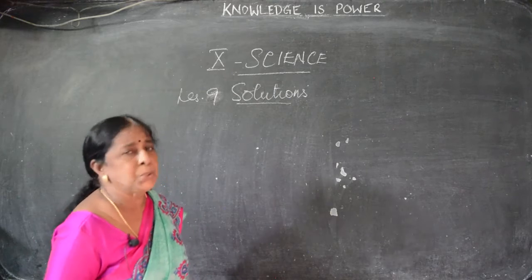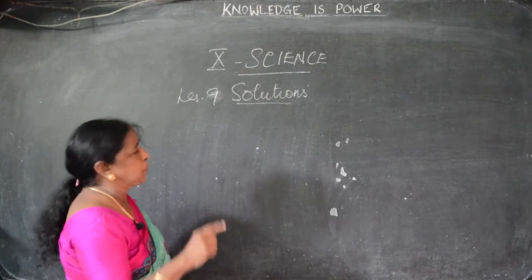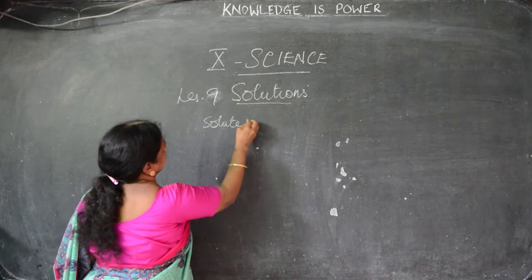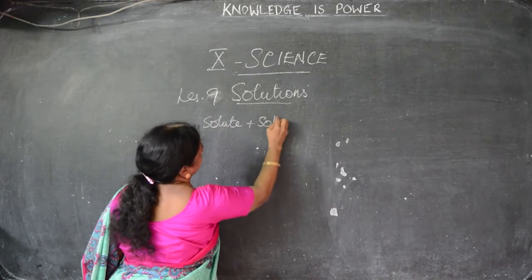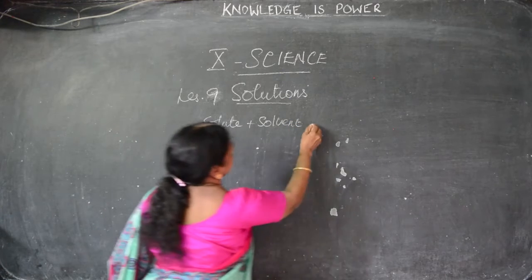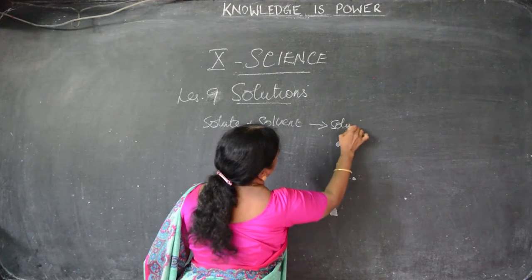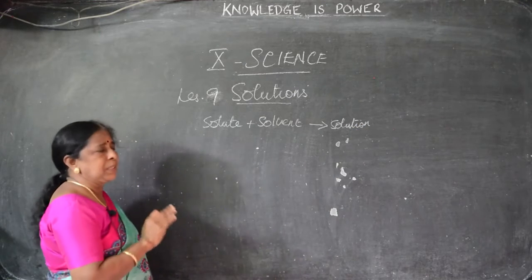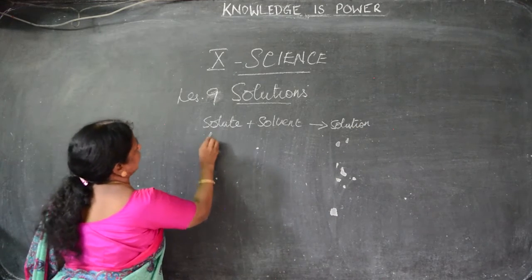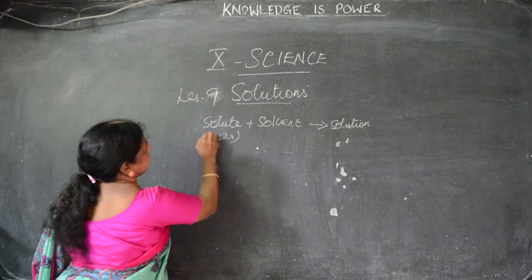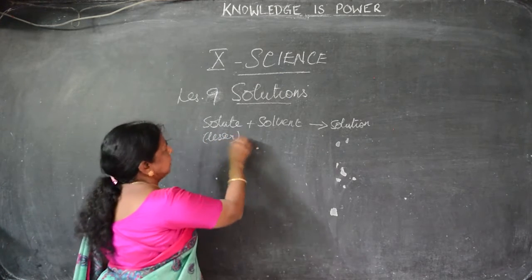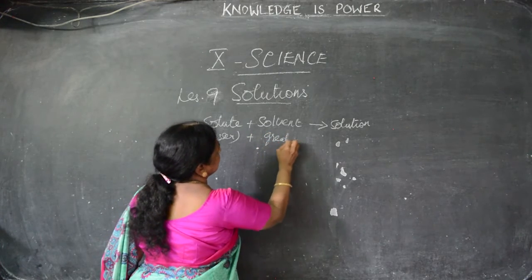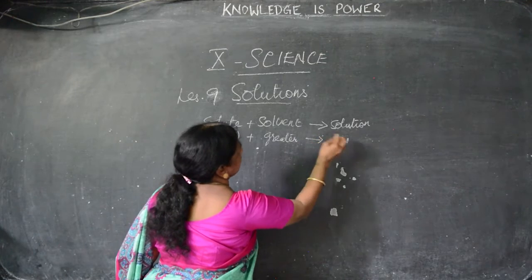Clear, children? Now, solution. What does solution mean? To make a solution, we need one solute and one solvent, and together they give a solution. Solute may be solid, liquid or gas, whatever it may be, but it is in the lesser amount. The substance taken in lesser amount is known as solute. The substance taken in greater amount is known as solvent. They both mix together and become a solution.